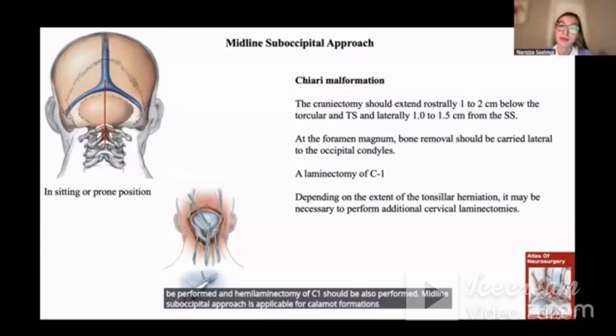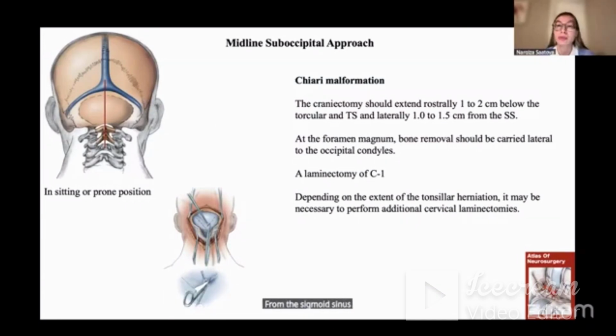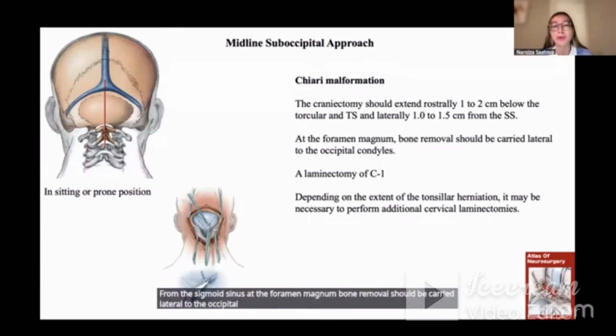The craniotomy should be extended rostrally 1 to 2 centimeters below the torcular and transverse sinus, and laterally 1 to 1.5 centimeters from the sigmoid sinus. At the foramen magnum, bone removal should be carried lateral to the occipital condyles. Laminectomy of C1 should be performed, and depending on the extent of the tonsillar herniation, which can happen in the pediatric population most of the time, it may be necessary to perform additional cervical laminectomies.